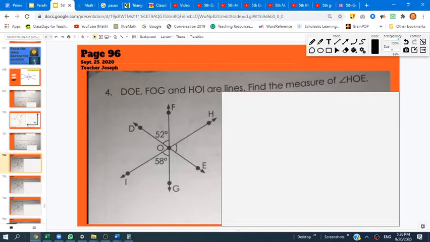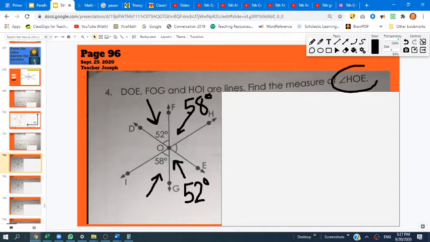I know, boys and girls, that, just make this a little bit smaller, I know that this angle right here is 52. So the internally opposite angle, opposite of that, is also going to be 52. This angle right here is 58. So the opposite angle is also going to be 58 degrees, okay? So now what we have to do is find the measurement of HOE. HOE is right here. We don't know this angle measurement, okay? We also don't know this angle measurement.